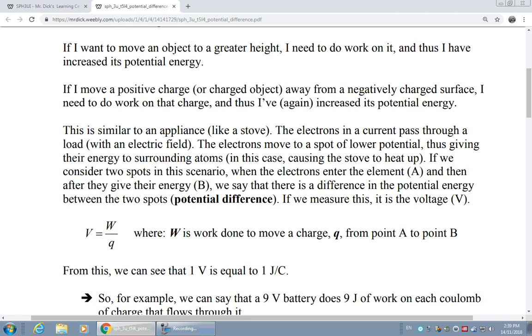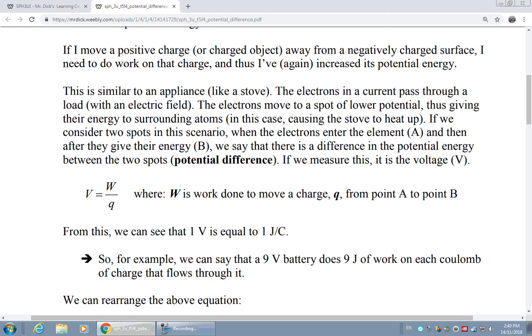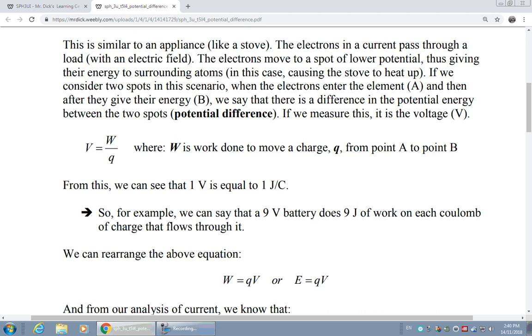So let's take a stove, for example. The electrons in the current are passing through a load. And the load is just something that's using up the electrical energy. So in this case, that would be like the metal heating element of the stovetop. And that has its own electric field. The electrons then are moving to a spot of lower potential. And as they do that, the reason why their potential is lower later on is because they're giving up some of their energy to the surrounding atoms. And in this case, that's what's causing the heating element to actually heat up, and the stove heats up.